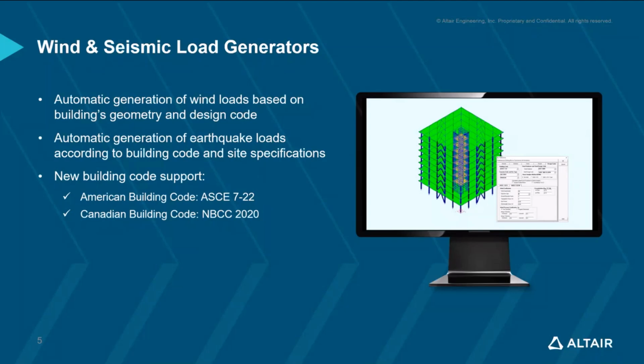The first feature that I want to present today is automatic generation of wind and seismic loads. One of the pain points in structural analysis and design is conforming to the building codes and defining the loads based on the site specifications, the building properties, as well as the building code that we are using. We have now made it possible to automatically generate some of the building code required loads, including wind and seismic loads. S-Frame looks at the shape of the building, the plan views, as well as the site specifications and the building code that we're using, generates the wind and seismic loads, and applies them to the right location in the building.